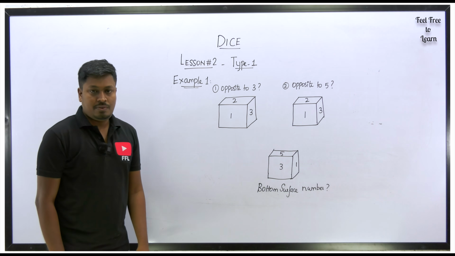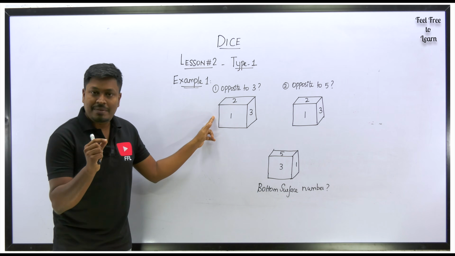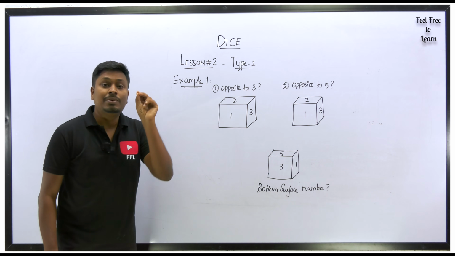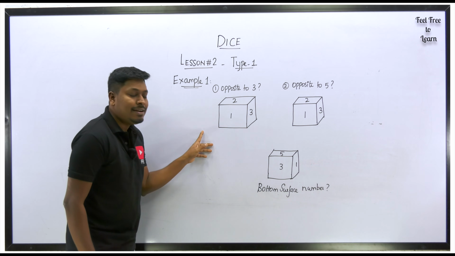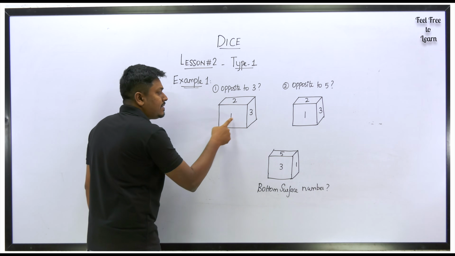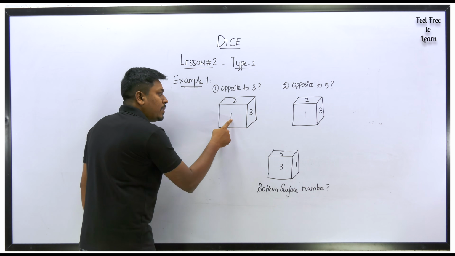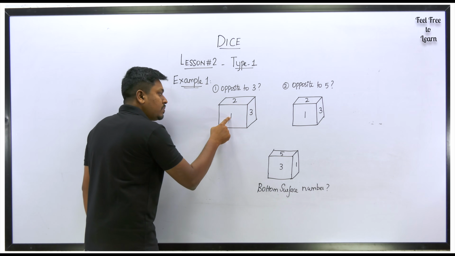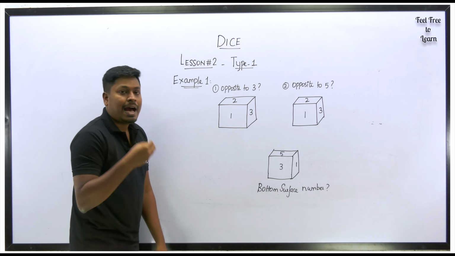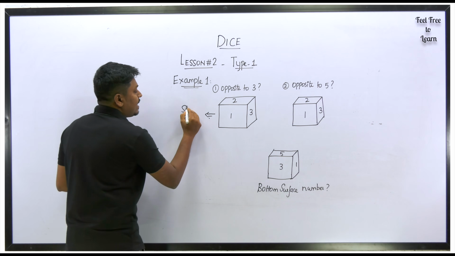Opposite to 3. Our target is to find what number is opposite to 3. Just listen here, friends, I always told you one thing in the previous lesson: while seeing a dice in these types of images, first you have to decide whether the given dice is a standard dice or a general dice. How will you find? Just see here, the top surface is 2 and the side surfaces are 1 and 3. Now add and see. 2 plus 3 is 5, not 7. 3 plus 1 is 4, not 7. 2 plus 1 is 3, not 7. So finally we can say that while adding the adjacent faces, I am not getting 7.